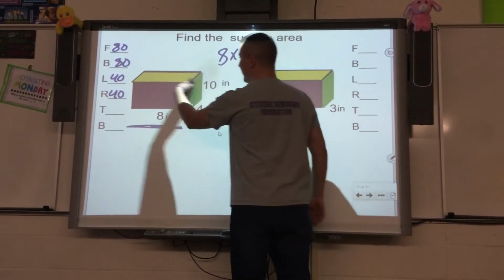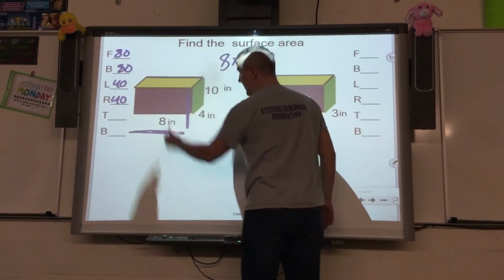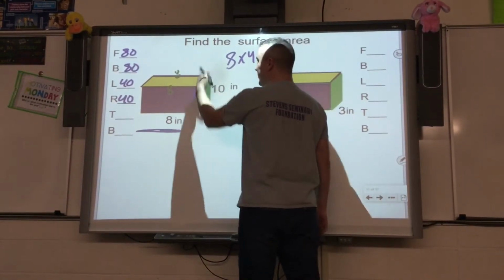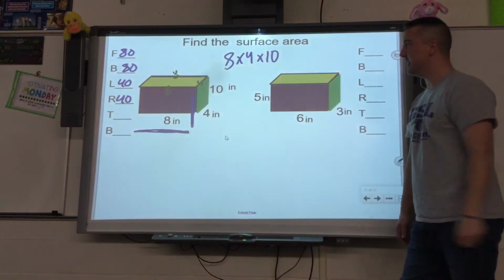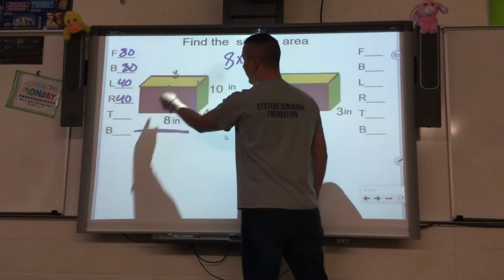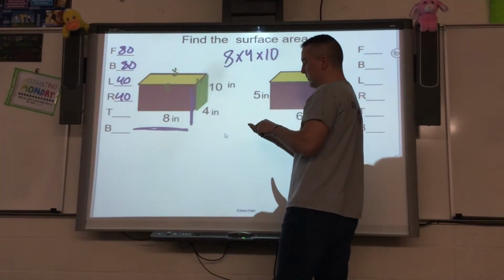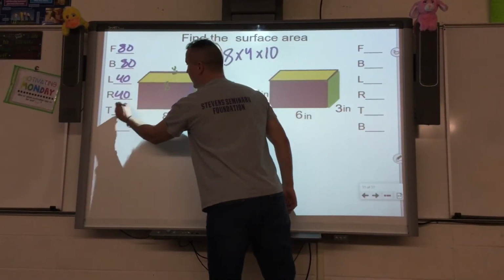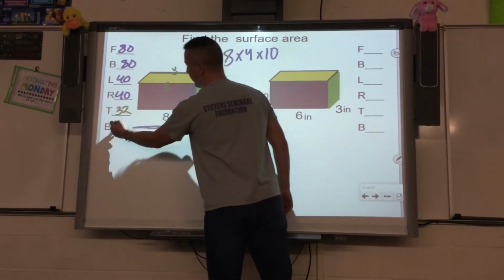Now thinking about this yellow, if this is 8, this is also going to be 8, this is 8, this is 4, this is going to be 4. We can use the parallel lines there to see them, and now I multiply 8 by 4, I get 32. 32 on the top, 32 on the bottom.